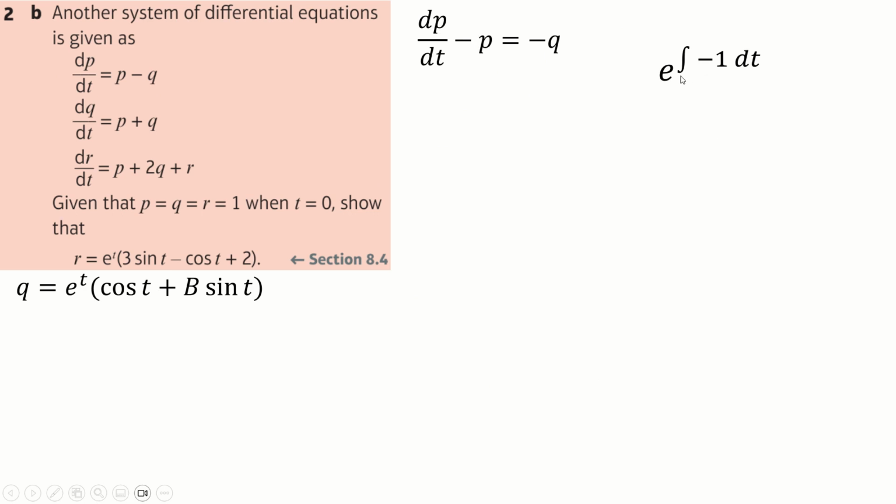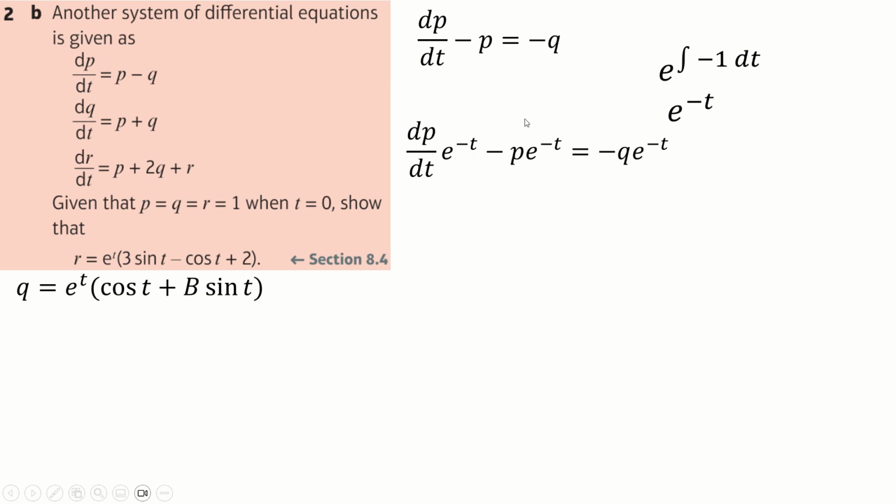So if I just do e to the power integral of minus 1, minus 1 integrates to minus t. So that's e to the minus t. If I just multiply this entire equation by e to the minus t, I get this. And this is good for two reasons. Firstly, q, which is this, is going to cancel with this e to the minus t. So you're just going to end up with minus this thing here, which is great.